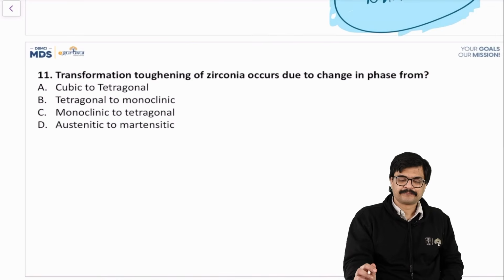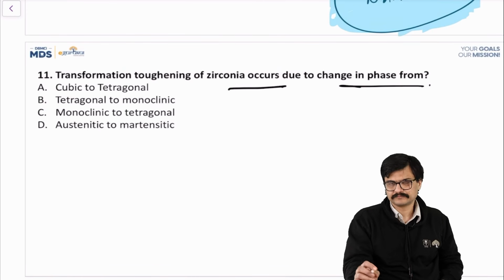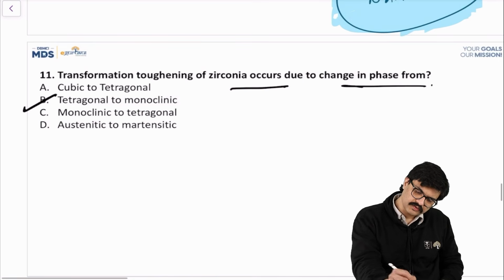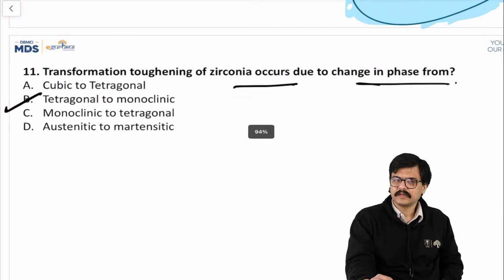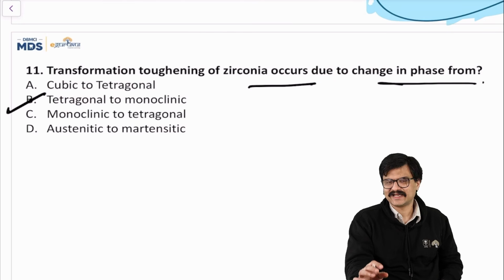Okay, next question is from dental ceramics. Extremely important and a very frequently asked question. Transformation toughening of zirconia occurs due to change in phase from? The answer is tetragonal to monoclinic. What is the concept behind it, and what are the other applied MCQs that can be asked?